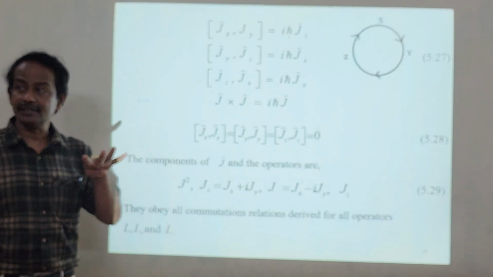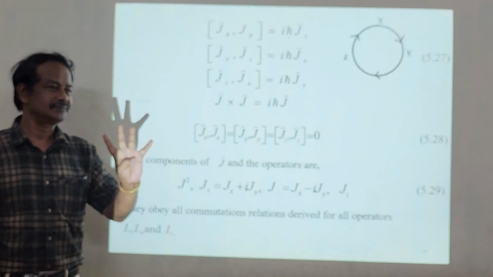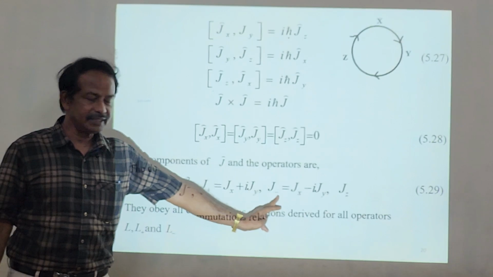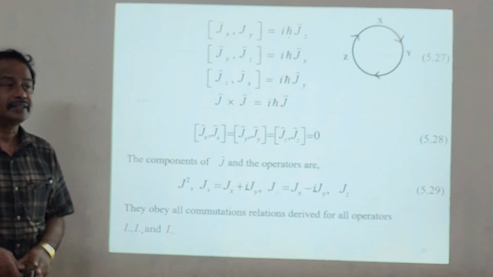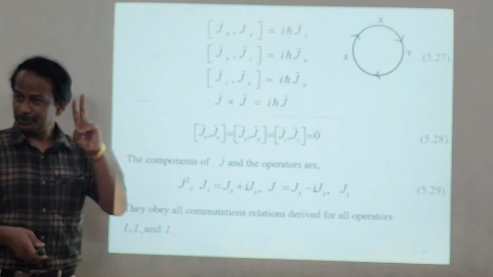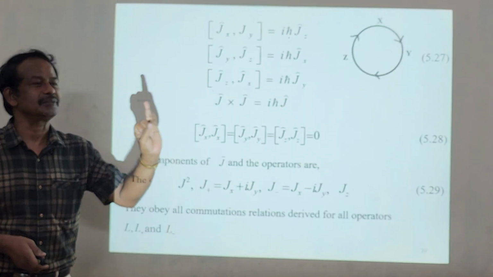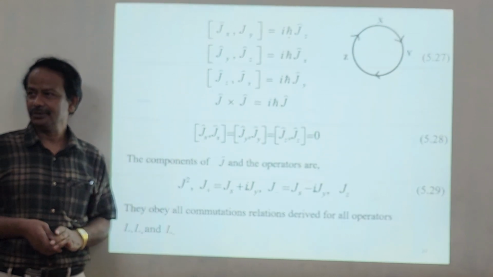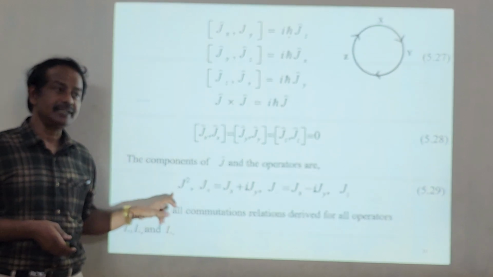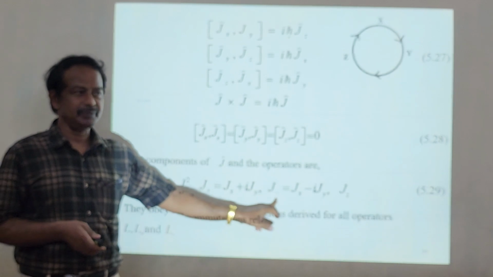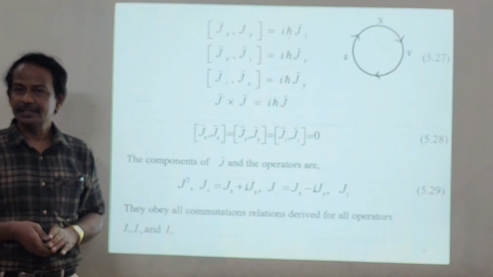Okay, so now we are going to concentrate only on four things: J square, J plus, J minus and Jz. Our aim is to find out two concepts. One is the eigenvalues and corresponding matrix elements. That's all. So we are going to find out the eigenvalues of J square, eigenvalues of J plus, eigenvalues of J minus and eigenvalues of Jz.